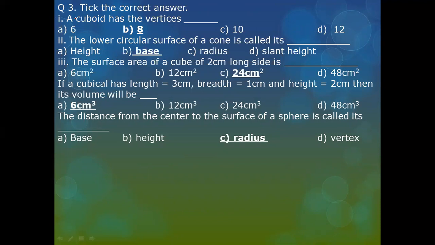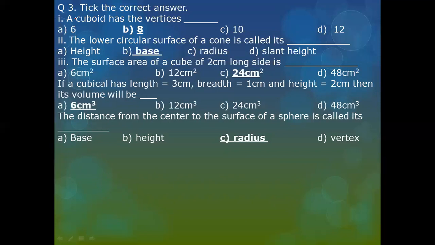The surface area of a cube of 2 centimeter long side is, now we have to place this value, and we will find it by using the formula 6L square. L is equal to 2 centimeter. L square means 2 multiplied by 2 is 4. Multiply by 6, 24. Right answer, option number C. Here, if a cuboid has length 3 centimeter, breadth 1 centimeter, and height 2 centimeter, then its volume will be equal to length multiplied by breadth multiplied by height. Therefore, now we will multiply all, and its answer will be 6 cubic centimeter, because 3 multiplied by 1 is 3, and again we will multiply it by 2, it will become 6 cubic centimeter.